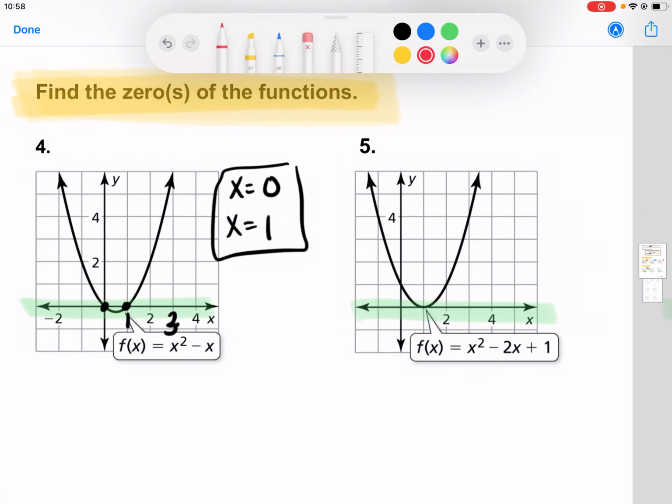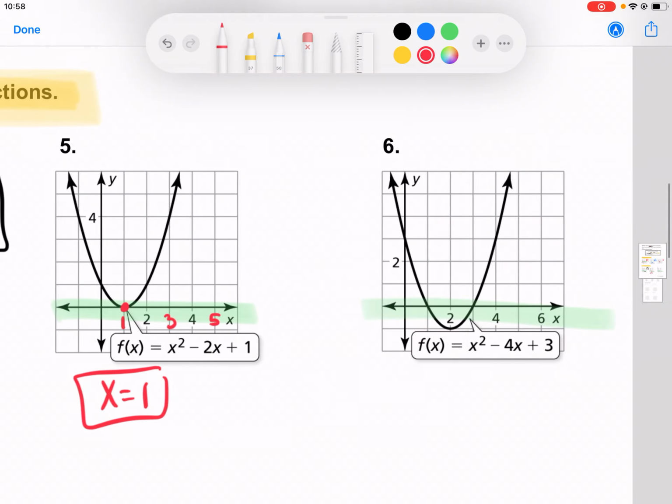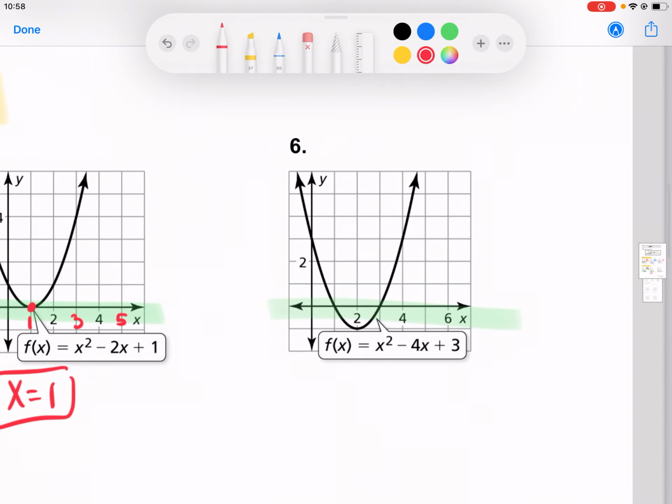This next one is a good one to see because sometimes you just get one solution that touches the x-axis. In this case, just x equals 1 because it's going 1, 2, 3, 4, 5, and so on. And then this last one, just another one that's got 2. So you've got 1 and 3. This goes 1, 2, 3, 4. So x equals 1, x equals 3.